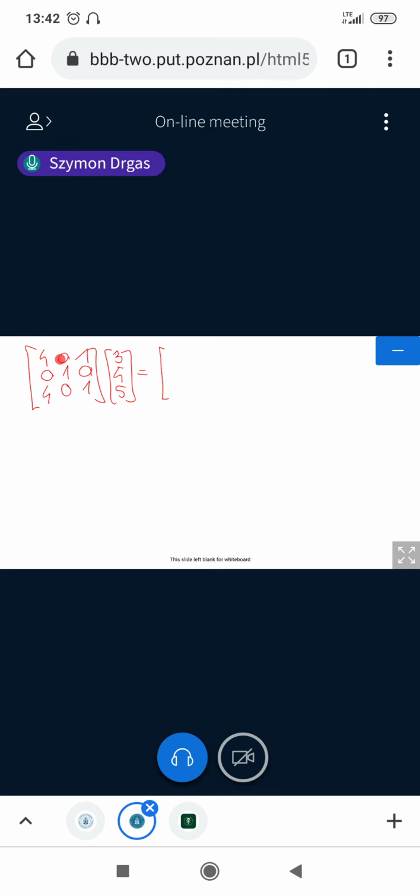So we have 4 times 3 plus 0 times 4 plus 1 times 5. Maybe in this first component I will write all these operations. Then we have 0 times 3 plus 1 times 4, which is 4, plus 0 times 5. And in the last row, we have the same entries as in the first row, so it will be the same.